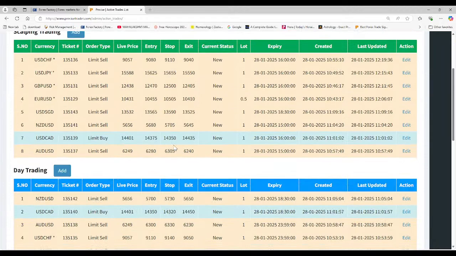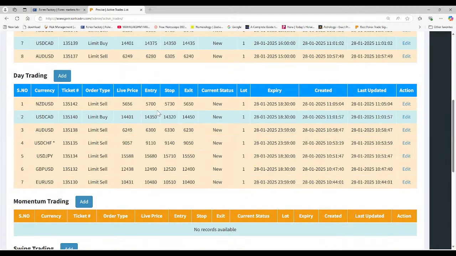Okay, next we see on the daily, we are trying to sell at 91.10, stop at 91.40 and 90.50.